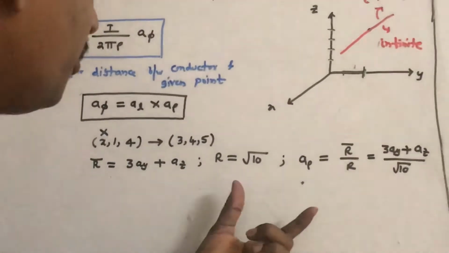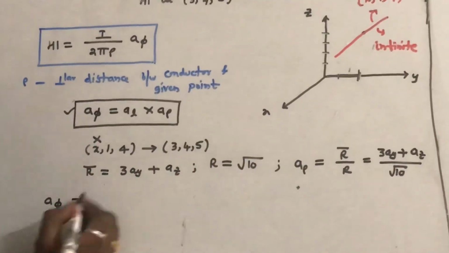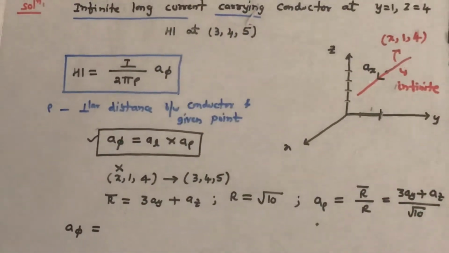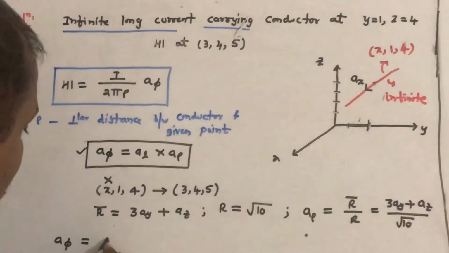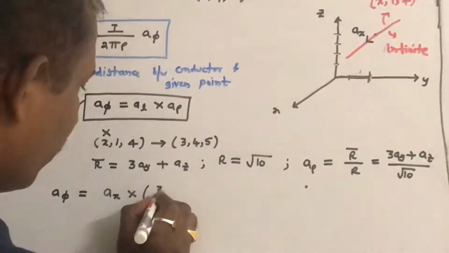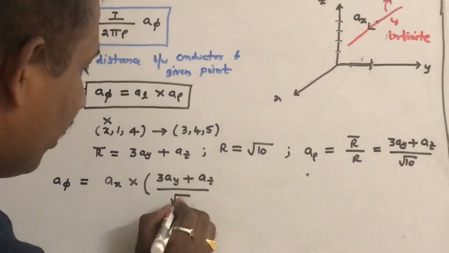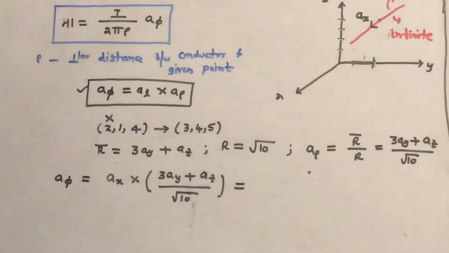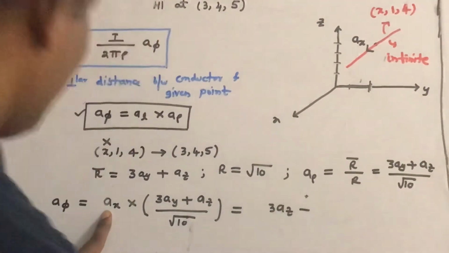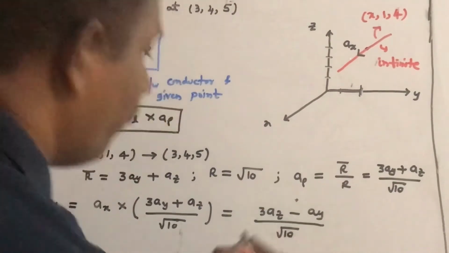So substitute a rho. Let us find out a phi. It is given that it is carrying current in the positive x direction. Therefore AL is equal to ax, cross product with a rho, the unit vector perpendicular, (3ay plus az) by root 10. So use the cross product formula. ax cross ay is az, so 3 az, minus ax cross az is ay, minus ay, all by root 10.